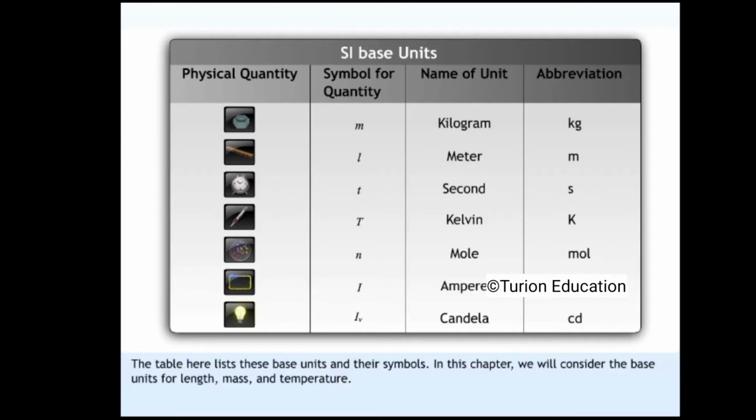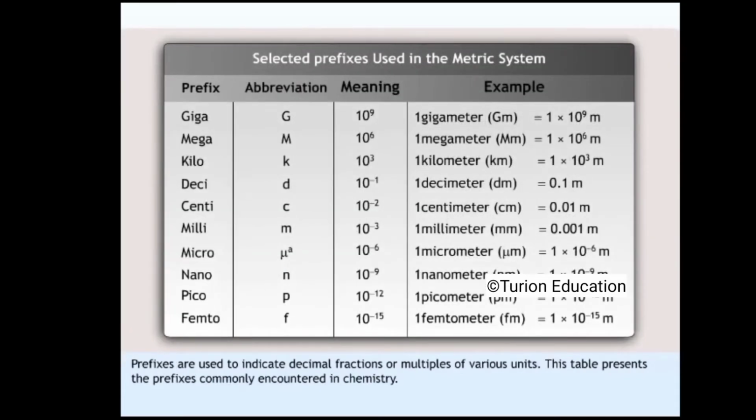In this chapter, we will consider the base units for length, mass, and temperature. The other physical quantities such as speed, volume, density, etc. can be derived from these quantities. Prefixes are used to indicate decimal fractions or multiples of various units. This table presents the prefixes commonly encountered in chemistry.